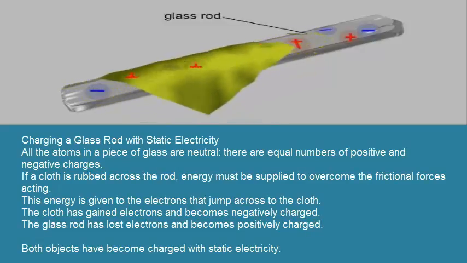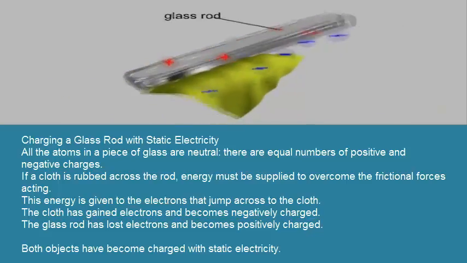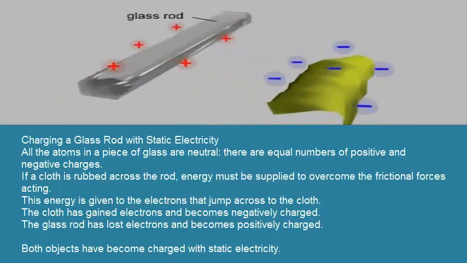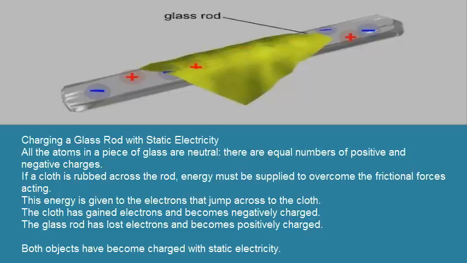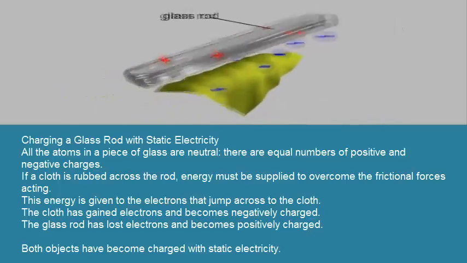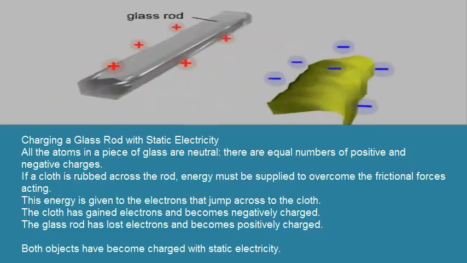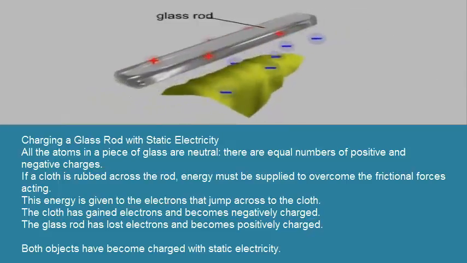If a cloth is rubbed across the rod, energy must be supplied to overcome the frictional forces acting. This energy is given to the electrons that jump across to the cloth. The cloth has gained electrons and becomes negatively charged. The glass rod has lost electrons and becomes positively charged. Both objects have become charged with static electricity.